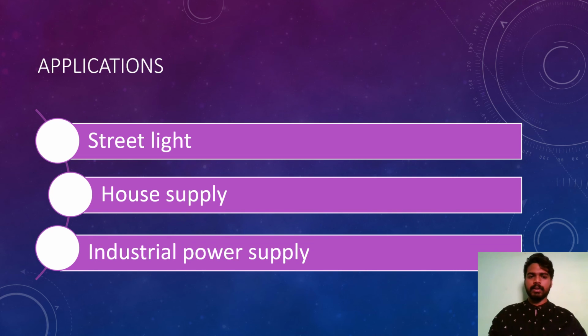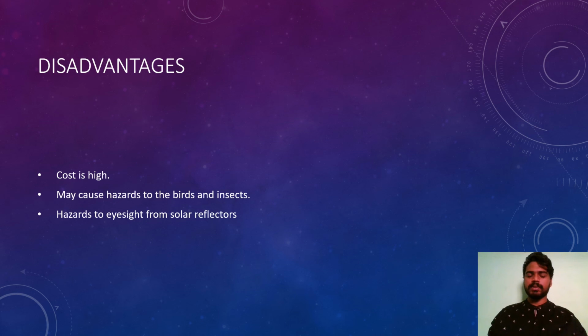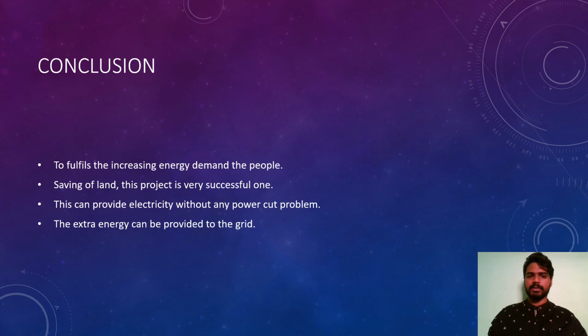Applications of the solar tree. The solar tree is used in street lights, house supply and industrial power supply. Advantages of the solar tree. There will be no air pollution, people in poor countries would have access to electricity, people can save money, and the land requirement is very little. Disadvantages. The cost of the solar tree is very high, it may cause hazard to birds and insects, and hazard to eyesight from the solar reflectors.